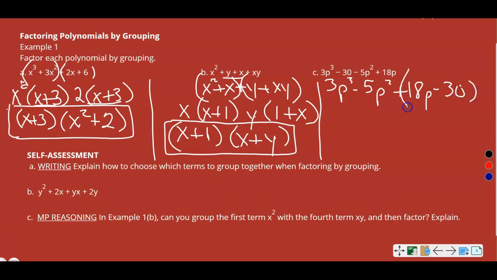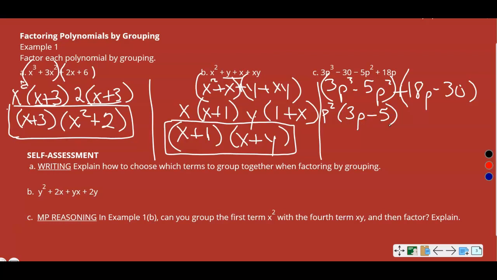All right, so I've got 3p cubed minus 5p squared grouped together with parentheses now. So I'm going to factor out my p squared, and I'm going to be left with 3p minus 5. All right, then I have plus 18p minus 30.